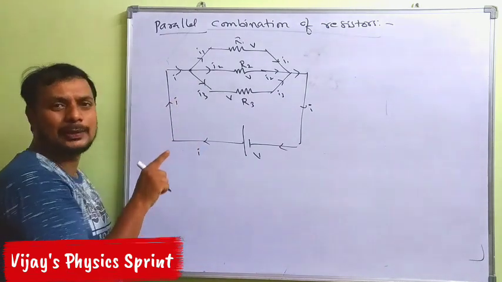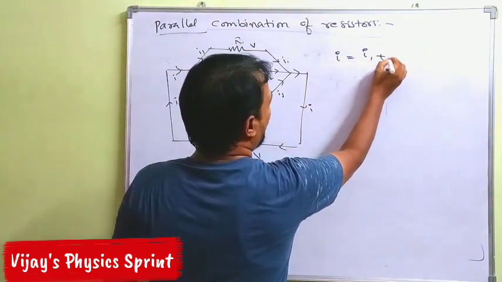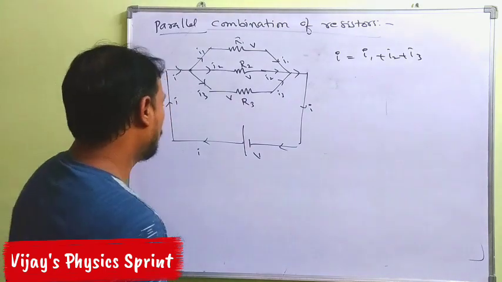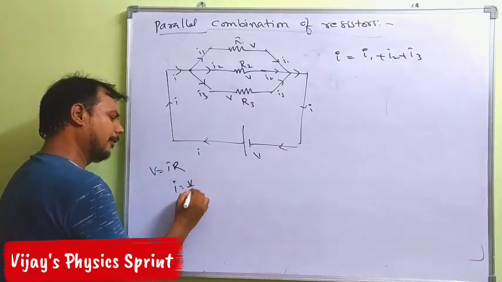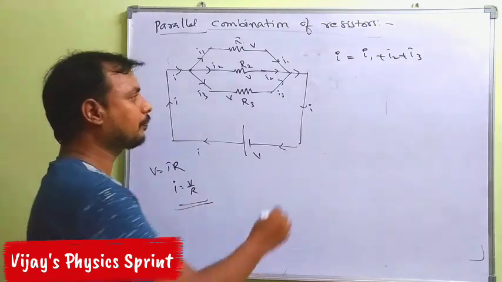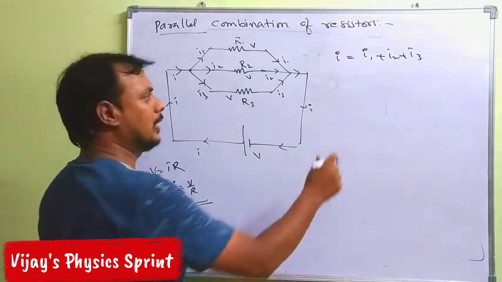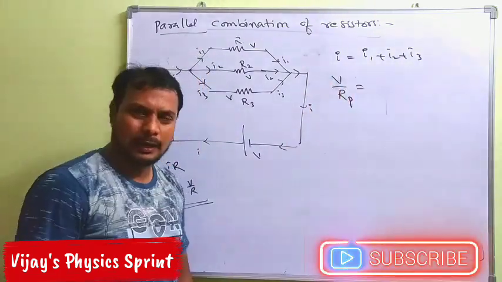I1, I2, as well as I3. But total current means I equal to I1 plus I2 plus I3. According to Ohm's law, V is equal to IR, so I becomes V by R. Using this, we replace all these three resistors with another resistance, V by RP, which is the parallel resistance.